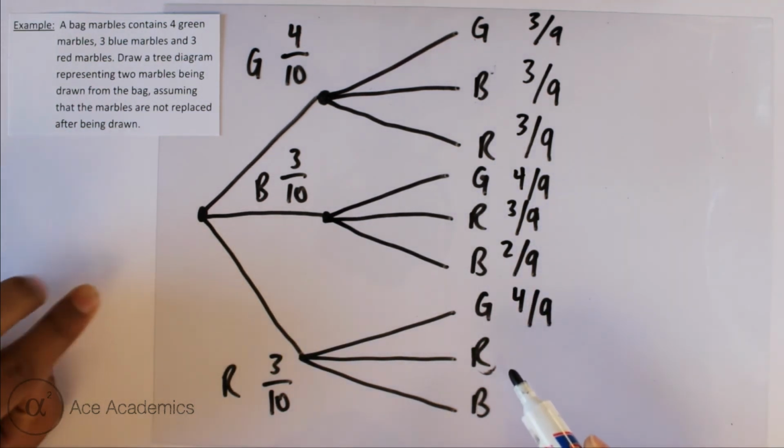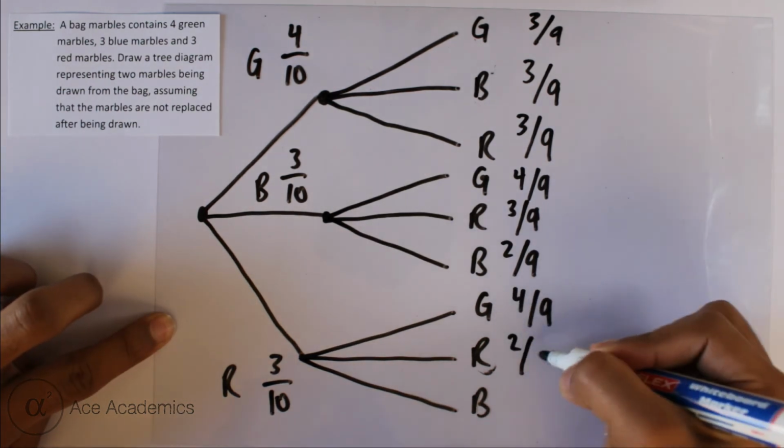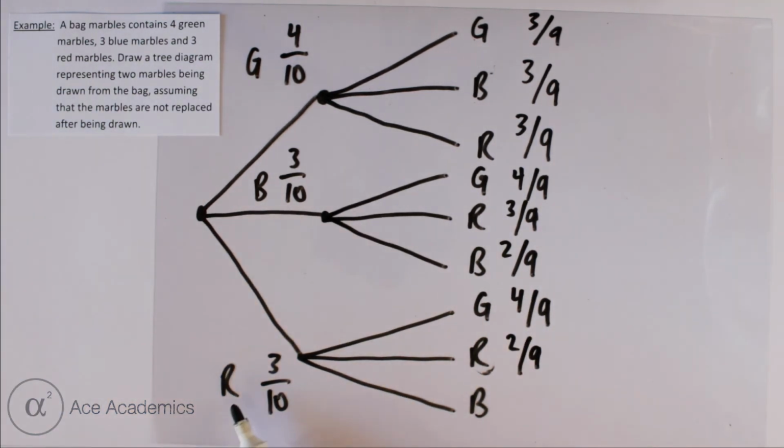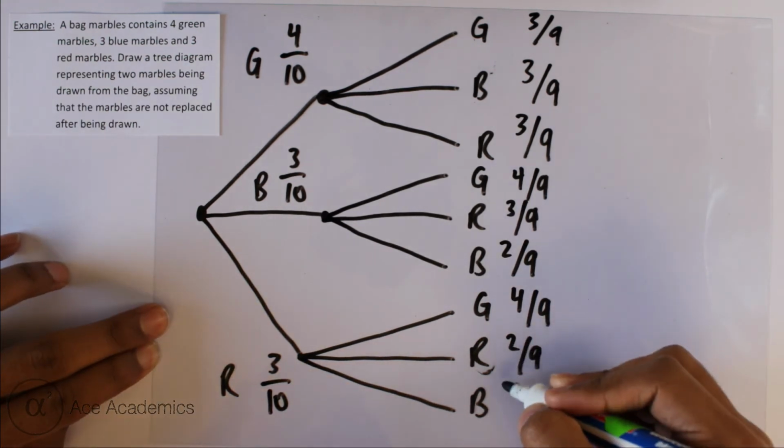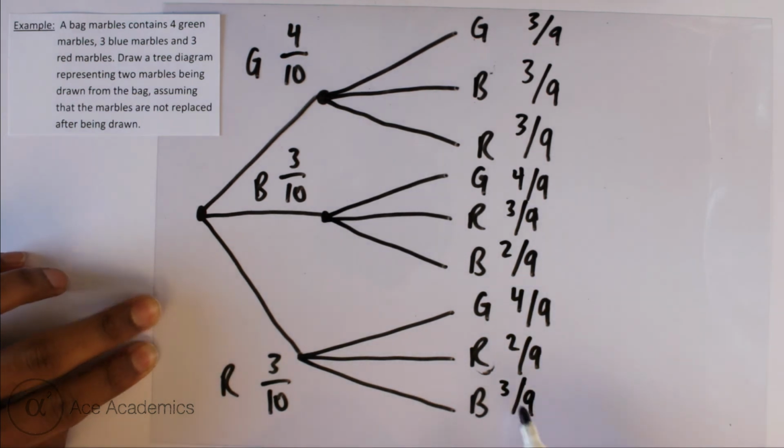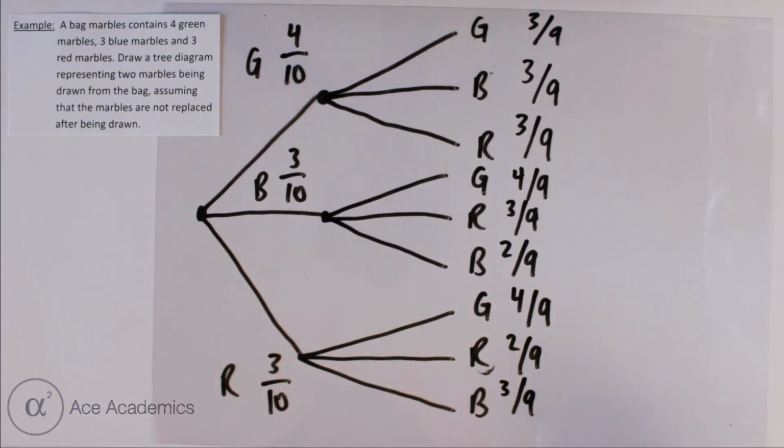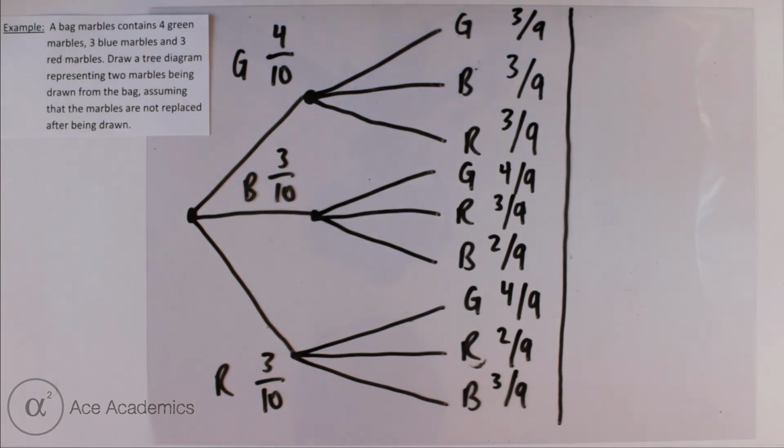The probability of getting a red now would be 2 over 9, because we drew 1 red already, so there's only 2 reds left in the bag and there's a total of 9 marbles. To draw a red followed by a blue, the blue in the second draw would simply be 3 over 9, because there's still 3 blues left and there's a total of 9 marbles. To complete this diagram, all we would need to do is multiply all the numbers going across to get all the different probabilities, and then we can add all the probabilities to total up to 1.